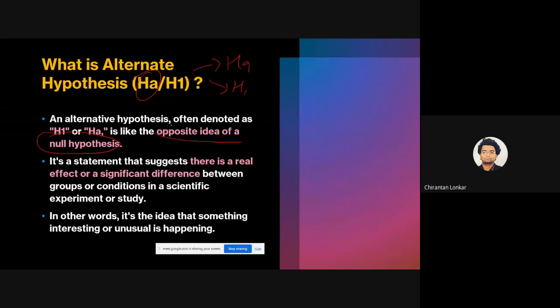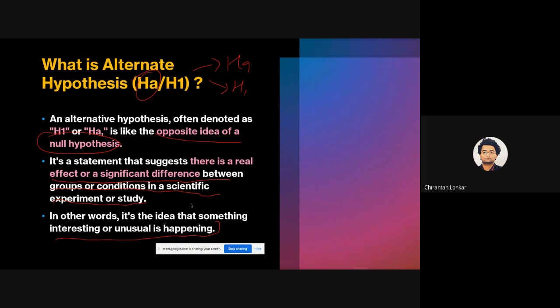So if the null hypothesis is a statement that suggests there is no real effect or significant difference between the groups or conditions in a scientific experiment or a study, then the alternate hypothesis is the idea that something interesting or unusual is happening. Something really good is happening here. Something really good is cooking here.